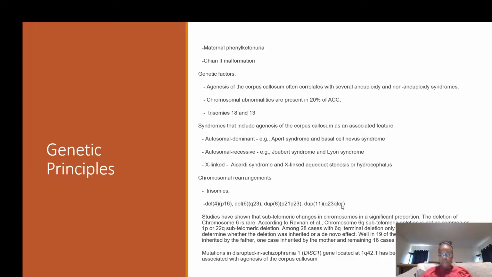qter. And I found one study about the changes in the chromosome. It is the deletion of chromosome 6, which is rare. Among 28 cases with 6q terminal deletion, only 19 did a follow-up to determine whether the deletion was inherited or de novo. In 3 of these cases, the deletion was inherited from the father, 1 case inherited from the mother, and the remaining 16 cases were de novo.